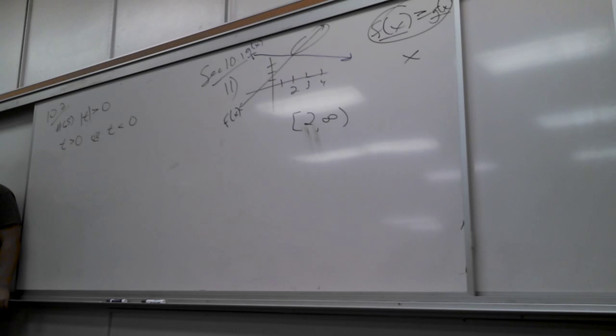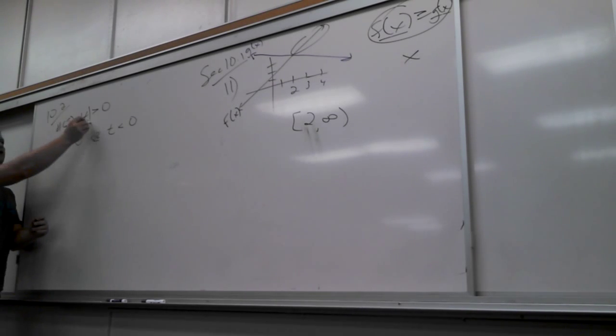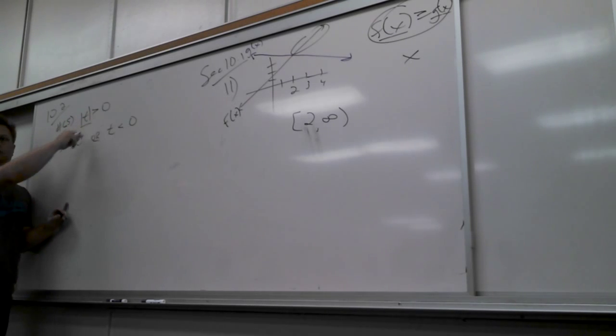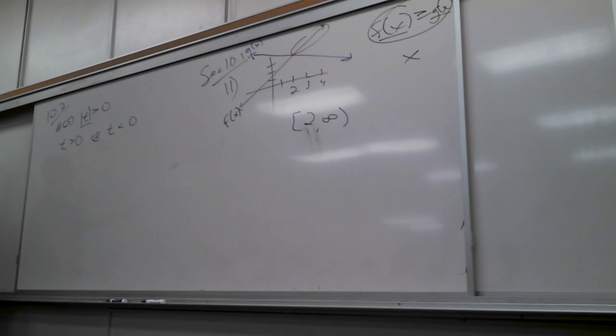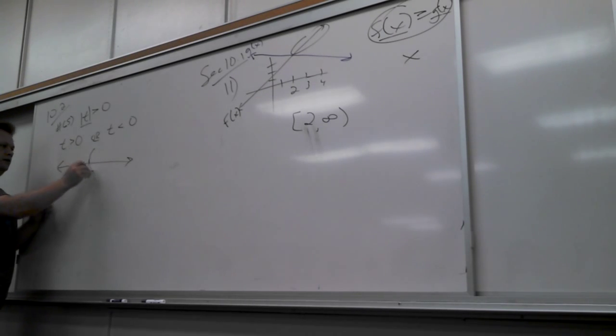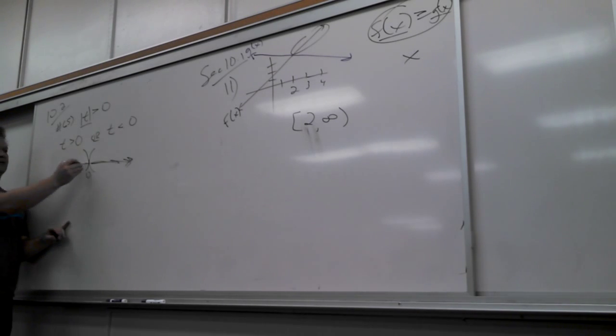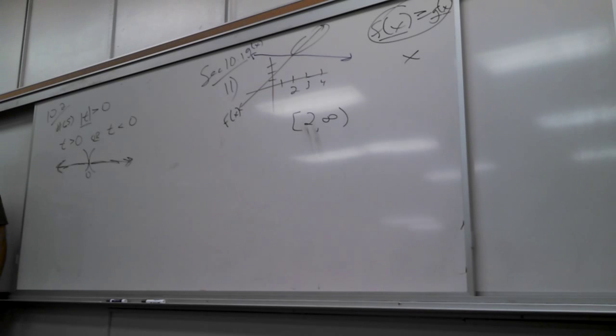So what's the only thing that leaves out? 0. What's the only time an absolute value is not bigger than 0? It's when the thing inside is 0. So it kind of makes sense. The only thing we leave out is 0. So t greater than 0 would look like this. t less than 0 would look like this. So that is just leaving out 0.